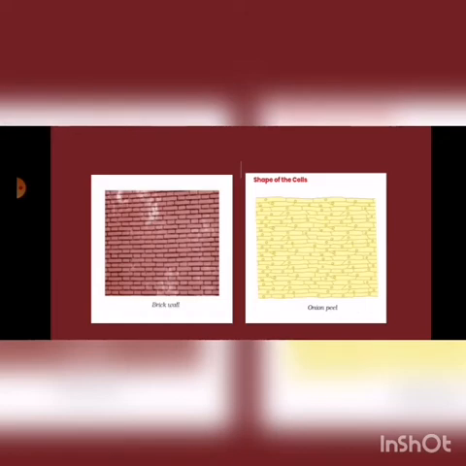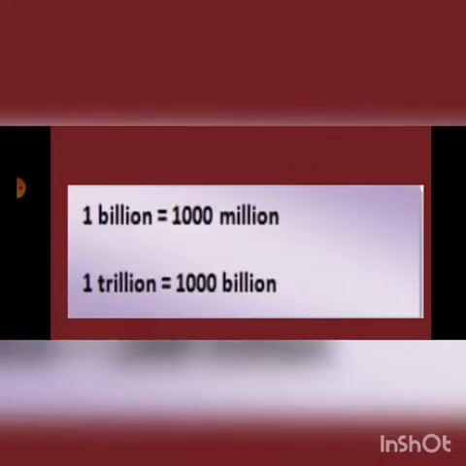First, number of cells. Listen, 1 billion is equivalent to 1000 million. 1 trillion is equivalent to 1000 billion. There are billions and trillions of cells in a tall tree or a large animal. A human body also has trillions of cells which have different shapes, sizes and functions.